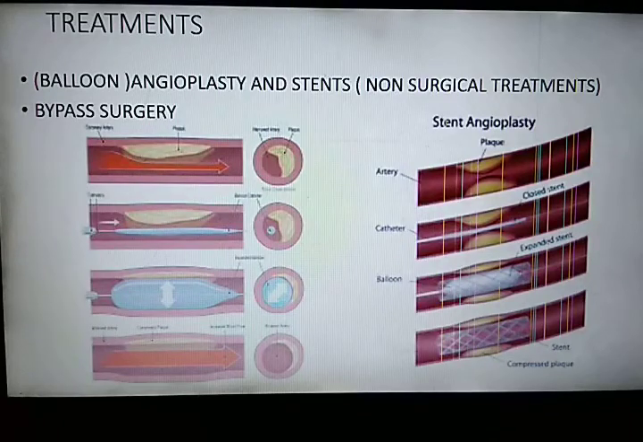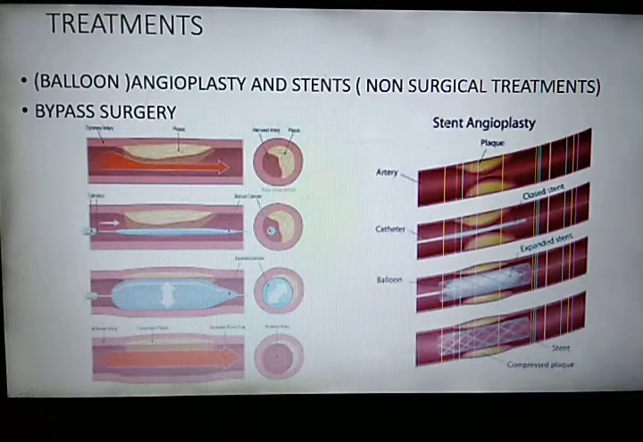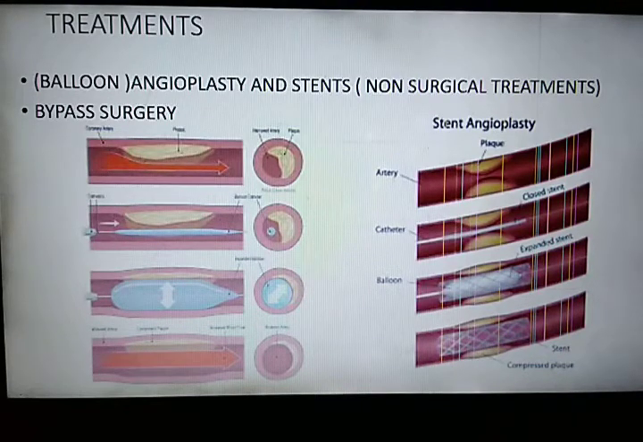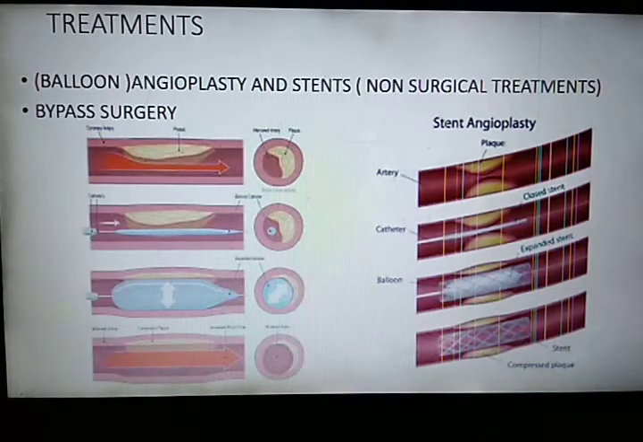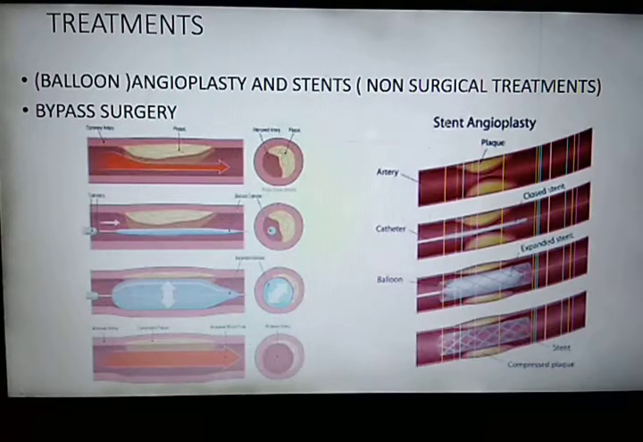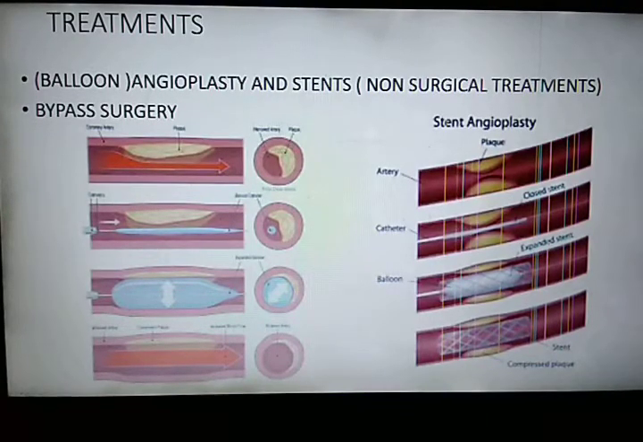Next is the treatments of coronary artery disease, or of the blocked arteries. Maybe all of you have heard about angioplasty, stents and bypass procedures. Angioplasty and stents are the non-surgical treatments, whereas bypass surgery is a surgical treatment. First of all, angioplasty and stents.